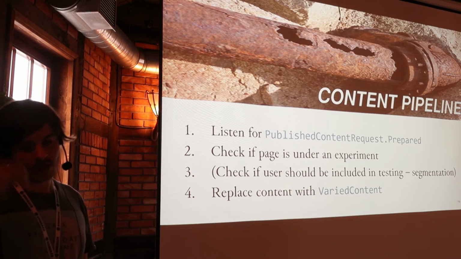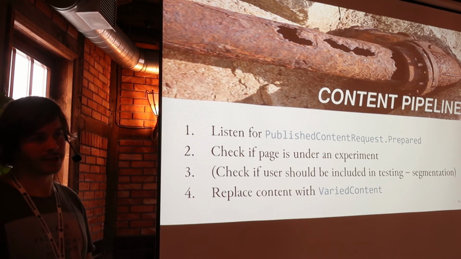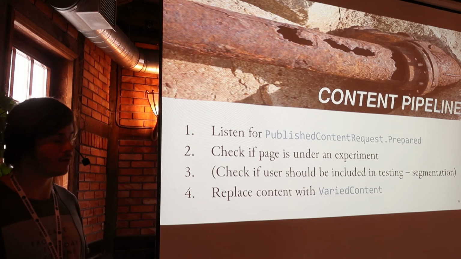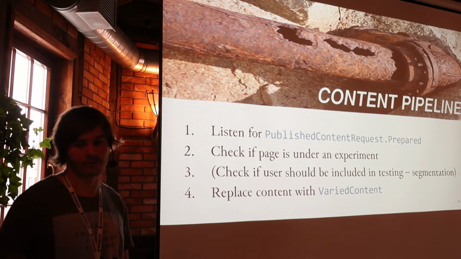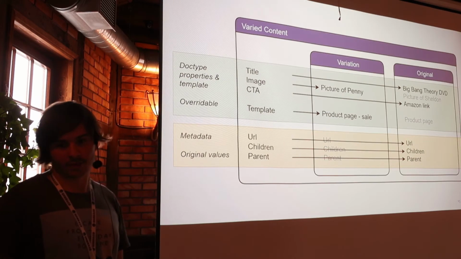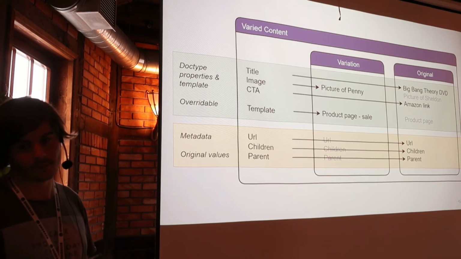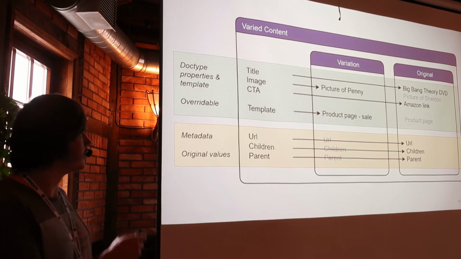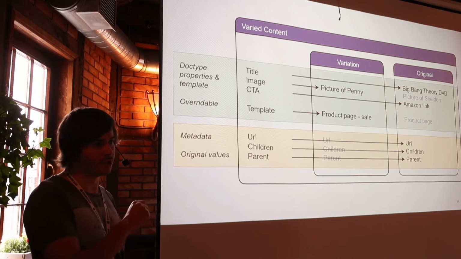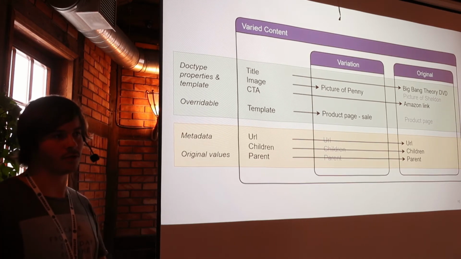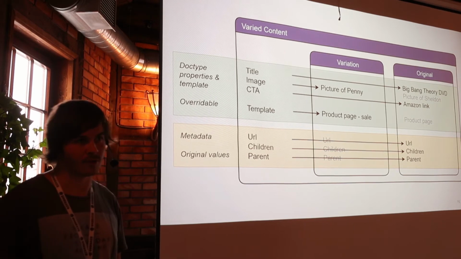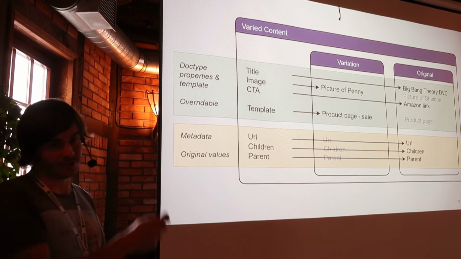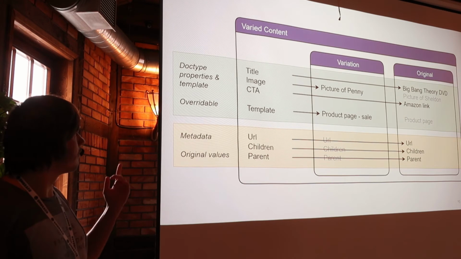And then once we've decided that we want to render the experiment and that this user should be included in this experiment, we just replace the content that's rendered in this pipeline with an instance of varied content. Varied content is just a proxy into the content that's underneath. So it implements IPublishedContent. Once it reaches your templates, the templates think, oh, it's just ordinary content. The templates have no idea about the experiment.